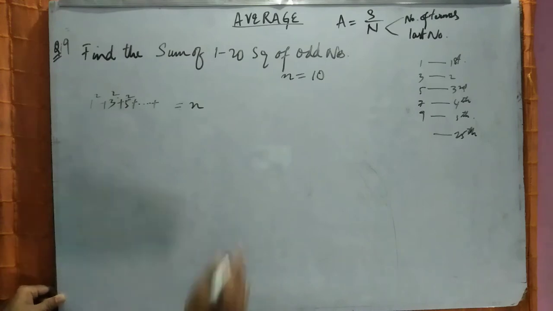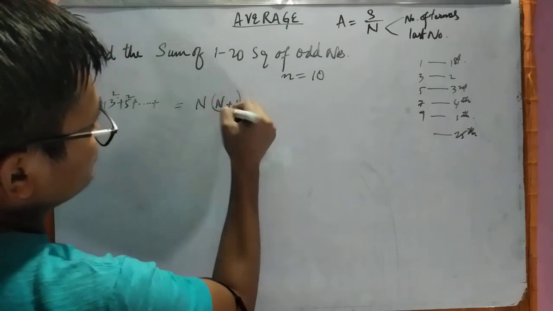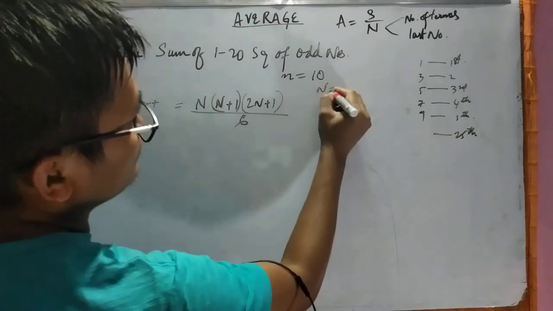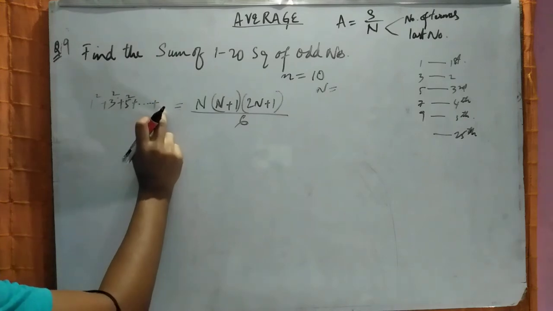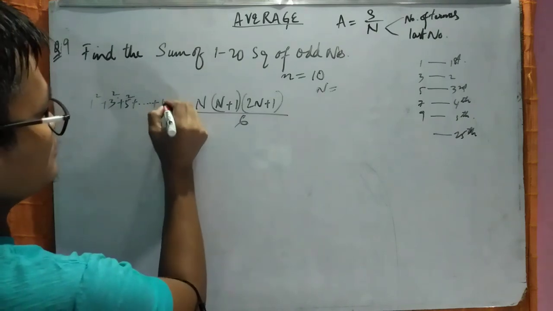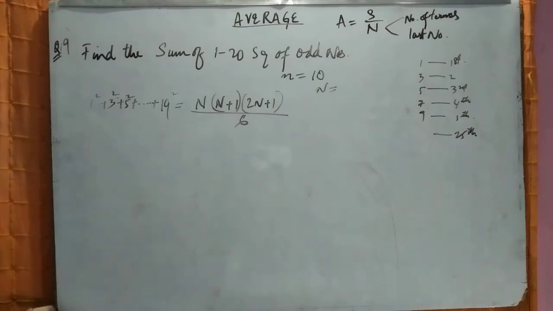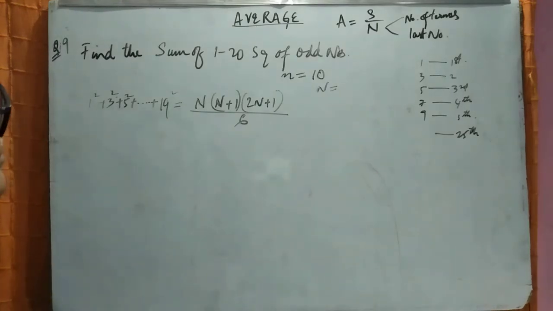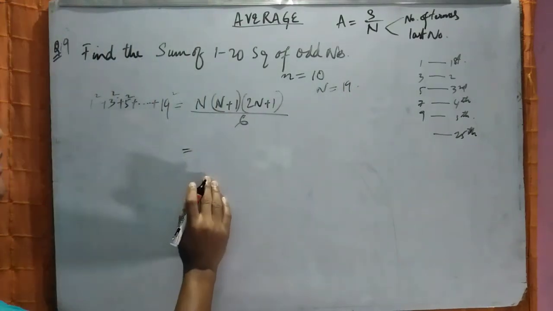The formula is n(n+1)(2n+1) divided by 6. The last number is 20, but since we want odd numbers, the last odd number is 19.